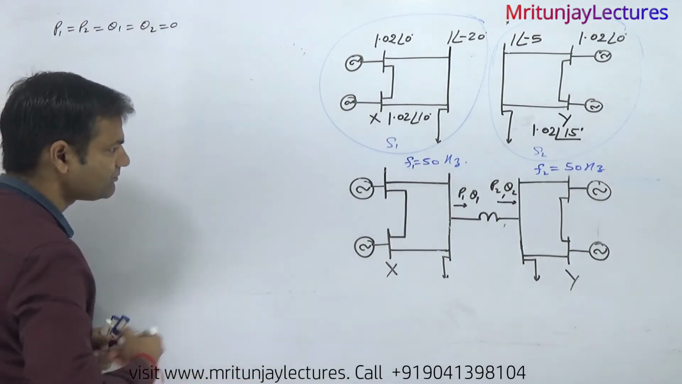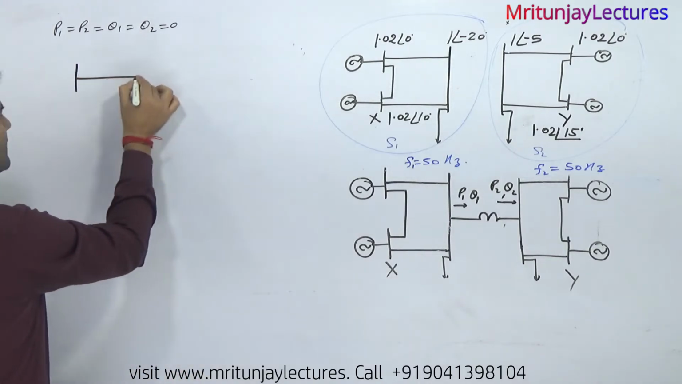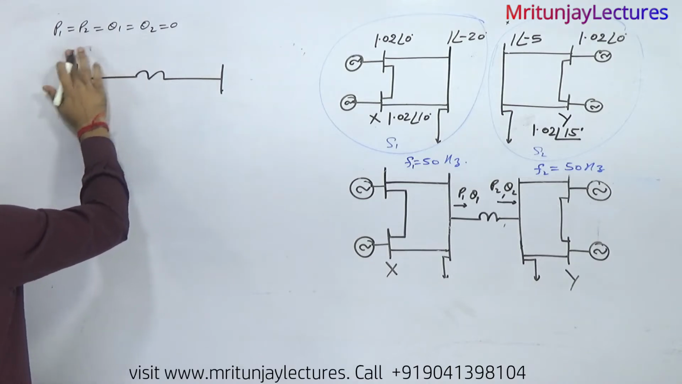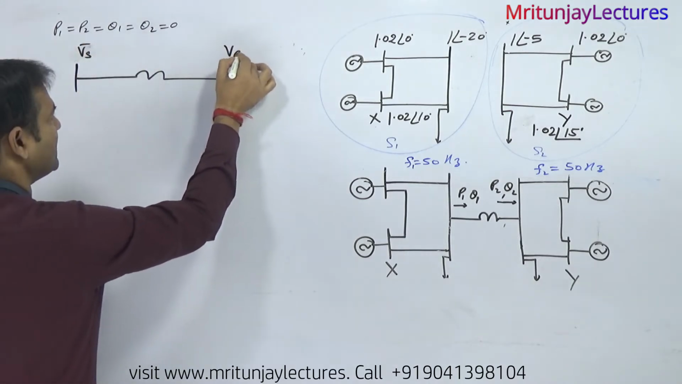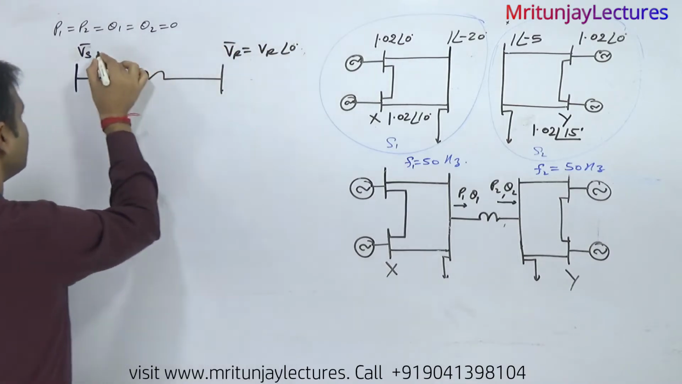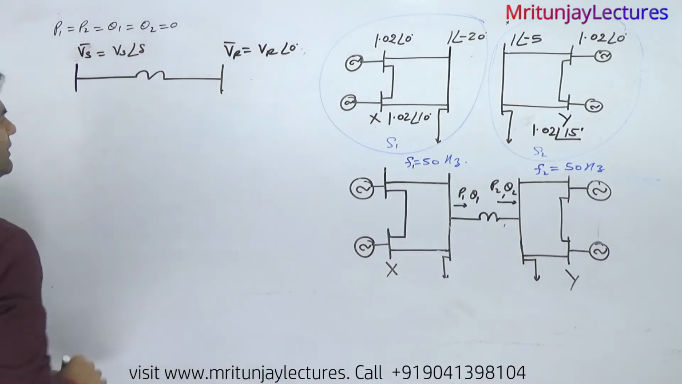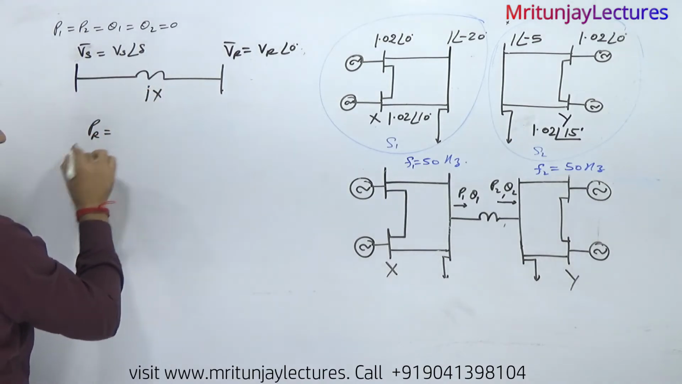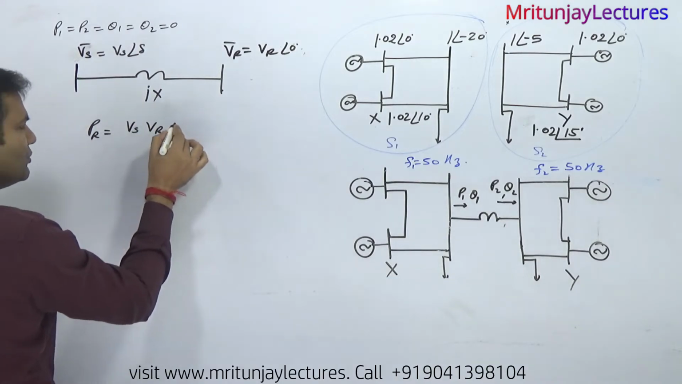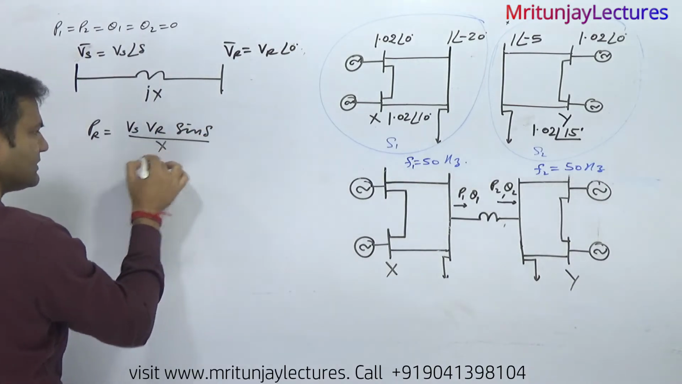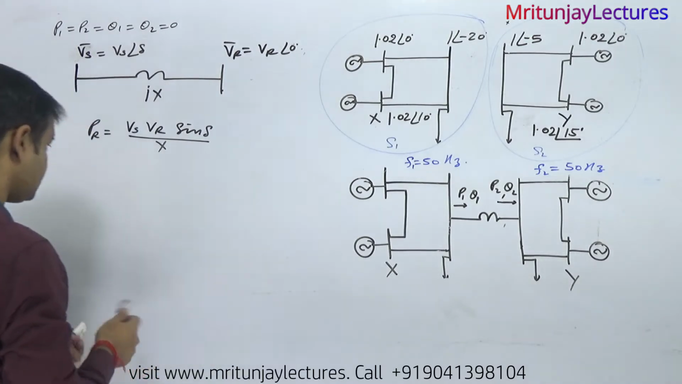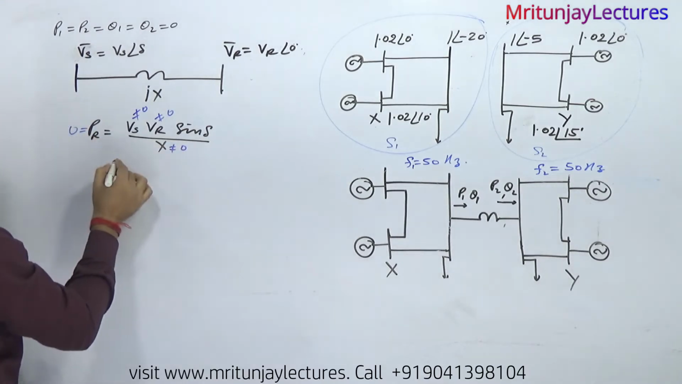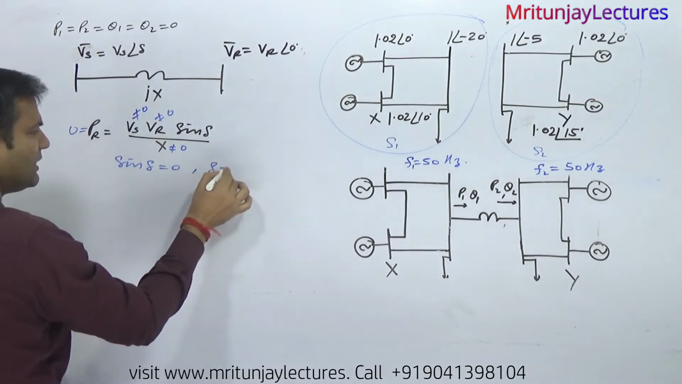Now I know that for a short transmission line, the sending voltage is Vs and the receiving voltage is Vr. If Vr is at the angle 0 degree and Vs is at the angle delta, with reactance jX, I have already discussed that the receiving power PR is equal to Vs Vr into sine delta divided by X. Since Vs, Vr and X are not 0 and the power is 0, sine delta equals 0. So delta is 0.